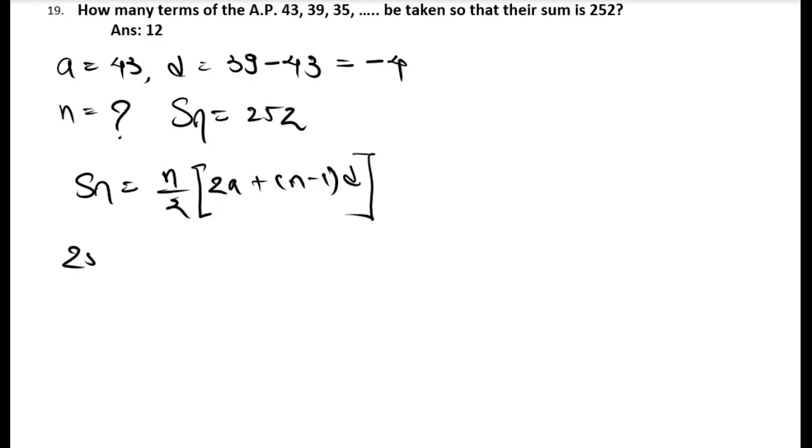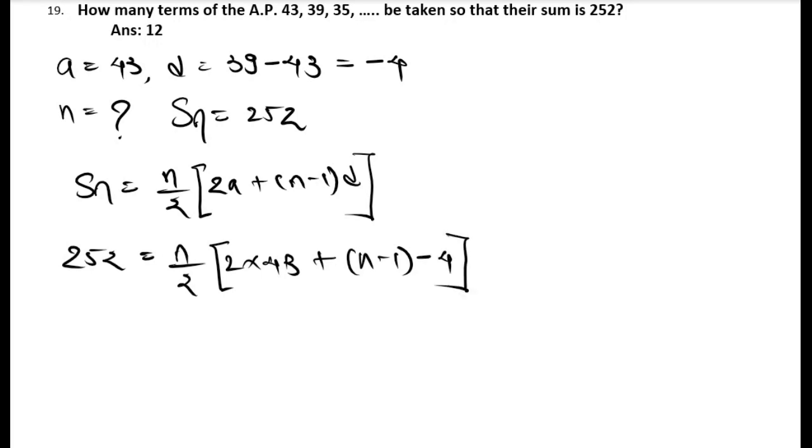Sum of n terms is 252. n by 2 bracket 2a, 2 into 43, plus n minus 1 into d, right? So you have to solve this and get n. Let's see how to do it.